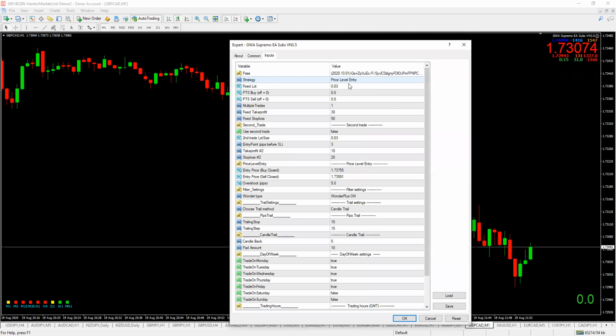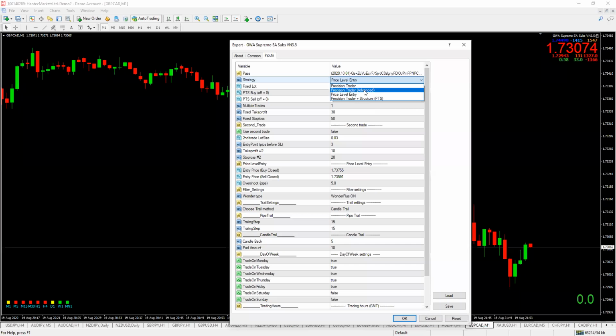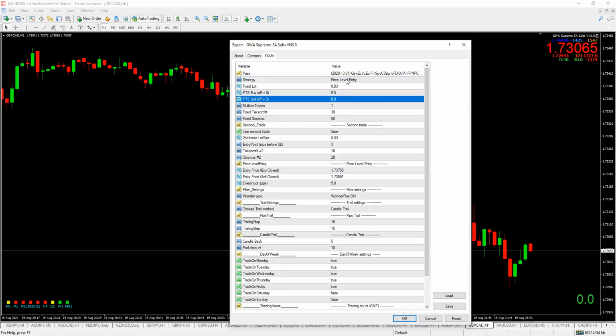Okay, so basically, there are various options there. The one we have been used to trading, for those who have been trading using the Supremo Auto Trader, is the Precision Trader Advanced. I know I haven't taught you how to use the Precision Trader Plus structure, but at some point, we'll be looking at that. So the one we want now is the price level entry. Make sure that you choose that, and you can see the area here for price level entry.